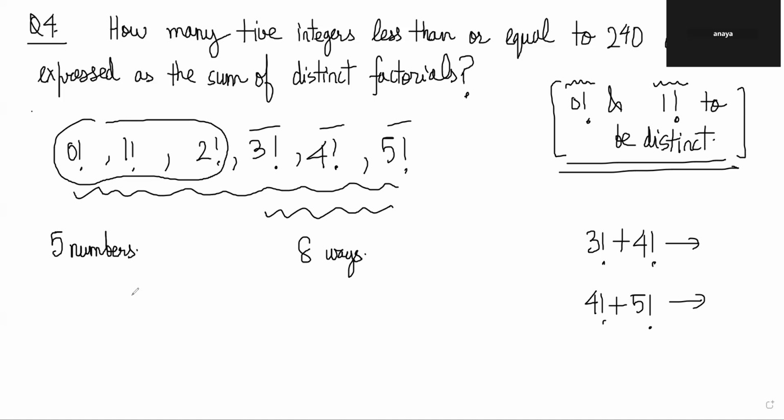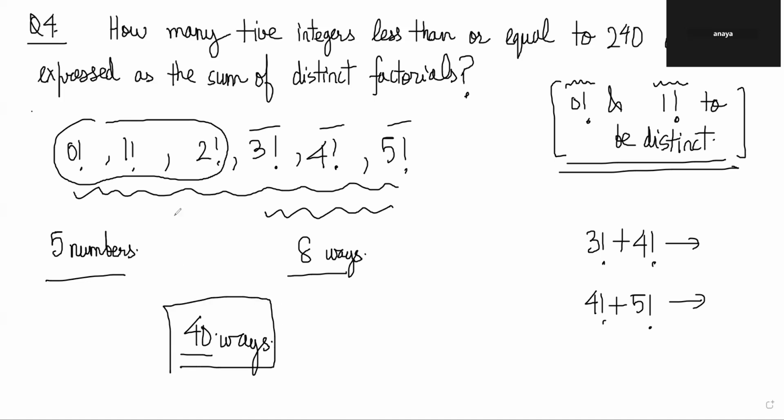And when you multiply this with this, you get 40 total ways. But one of the cases includes when you take nothing, which is 0. So we'll subtract 1, you'll get 39 positive numbers, because you need positive integers. Why did we multiply the two cases?